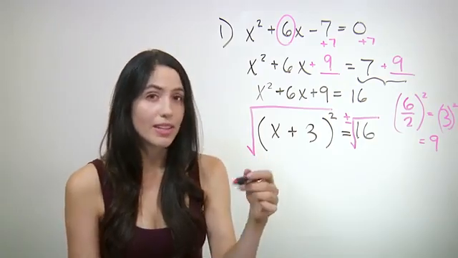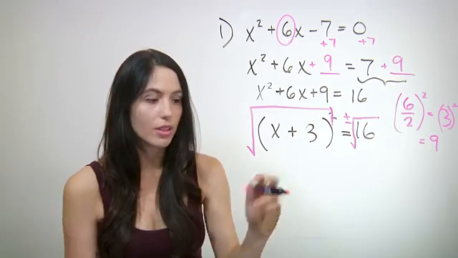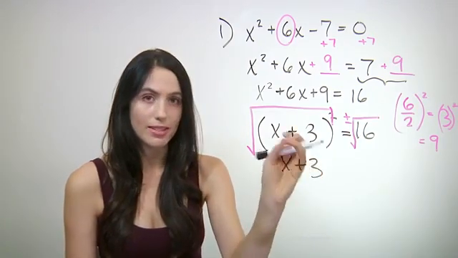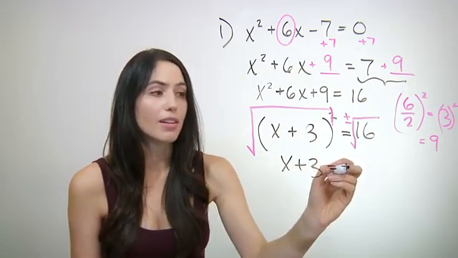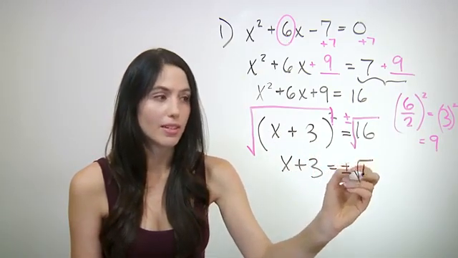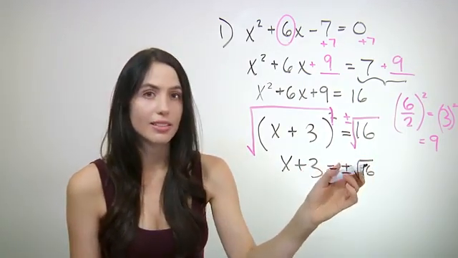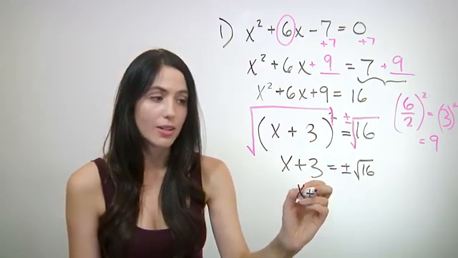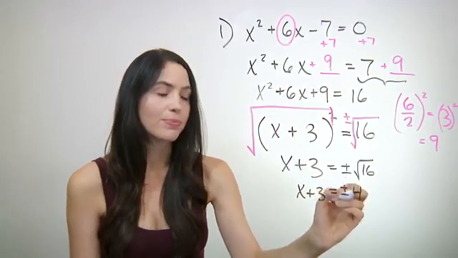Okay, on the left side, meanwhile, what that does is gets rid of the square. So you just have x plus 3, what was inside the parentheses, equals positive and negative square root of 16. You probably know square root of 16 is 4, since 16 is a perfect square. So then in the next line, you can write x plus 3 equals plus and minus 4.